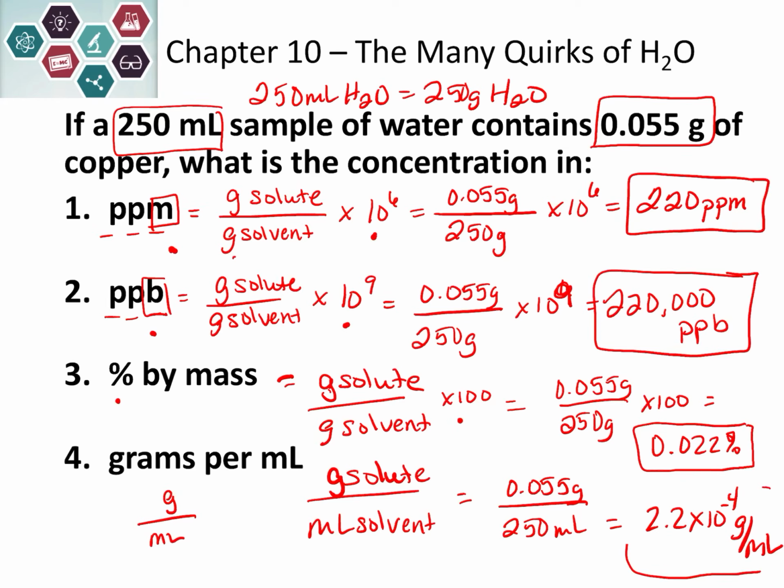So each of these concentrations are very similar. Which one is used just depends on how small the concentration is. We always want to be using numbers that are easy to work with. So this 2.2 times 10 to the negative 4th is a pretty tiny number versus thinking about 220 with the parts per million calculation.